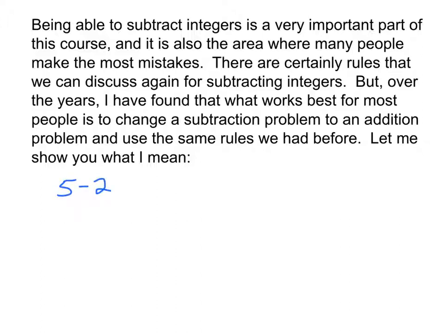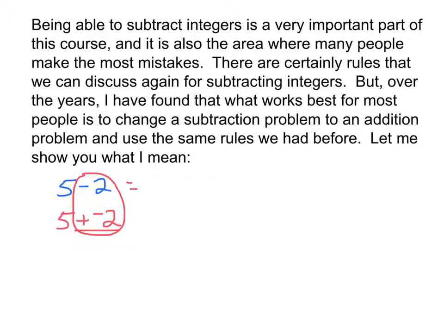Now, obviously, everyone knows that the answer is 3, but I want to talk about this problem with what I was just talking about. 5 subtract 2 is exactly the same thing as 5 adding a negative 2. If I take 2 away, it is exactly the same thing as adding that negative 2. And that is a very important part of this, and you need to make sure that you understand that these are exactly the same thing.